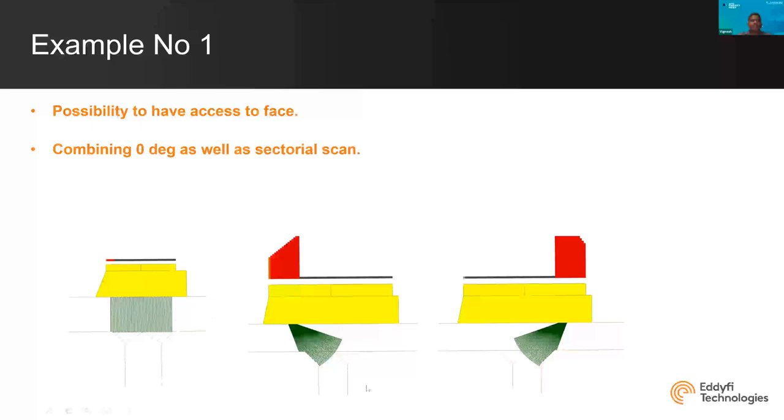Now, here is an example. So this is a T joint here, and these are the welds that we wish to inspect.